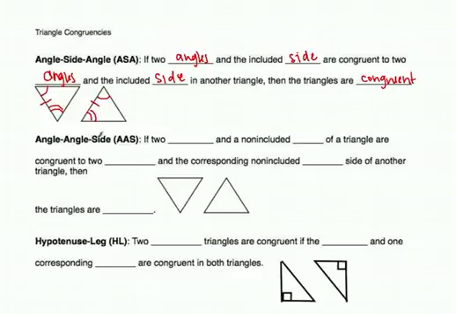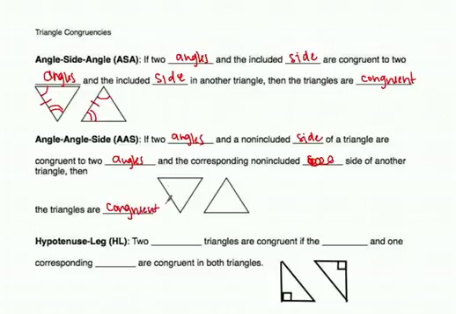Another method is angle angle side. So if I have two angles and I have the non-included side of a triangle, so non-included meaning just another side that was not in between those two angles, then I can say that if I have the two angles and the non-included side of a triangle that are congruent to two angles and the corresponding non-included side of another triangle, then the triangles have to be congruent to each other.